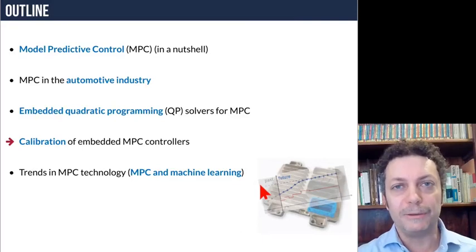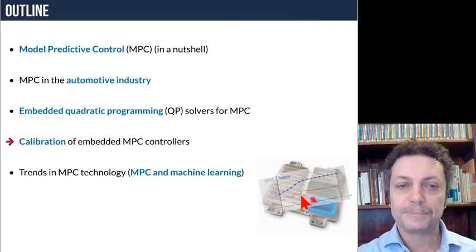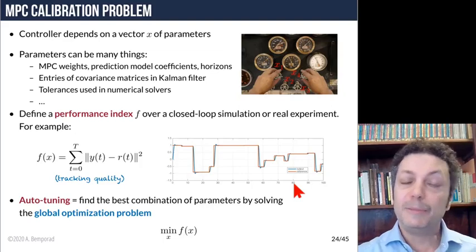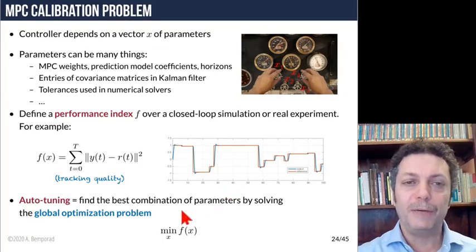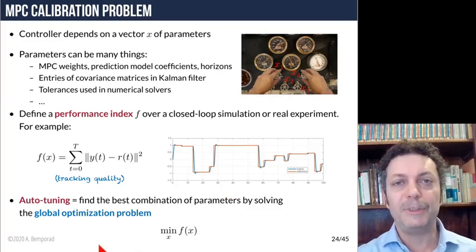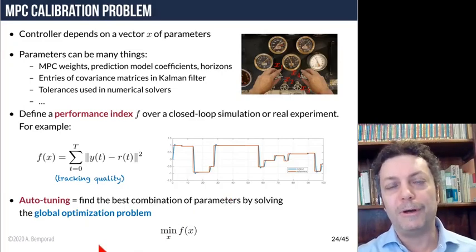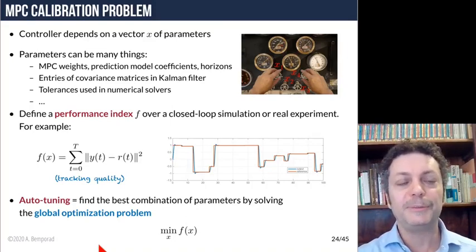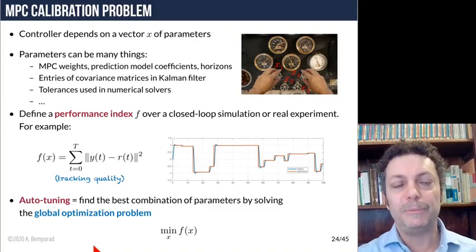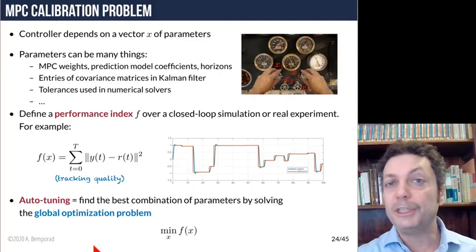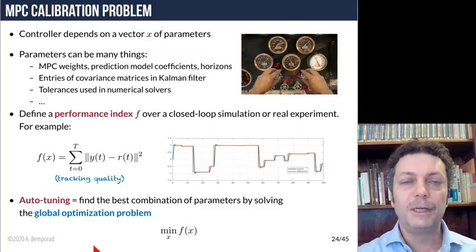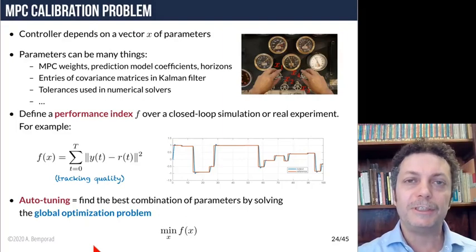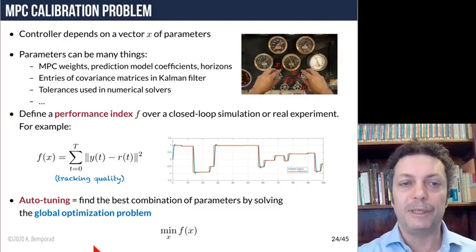Now, regarding calibration of MPC controllers. The MPC controller depends on several parameters. Let's call X these parameters that are the tuning knobs of the controller that we leave free to choose to the calibrator. This can be the weights you use in the MPC cost function, or the prediction and control horizon, or even the coefficients of the prediction model. These can be treated as tuning knobs. The covariance matrices you use in the Kalman filter, and even the tolerances that you use in the solver, these can all be treated as calibration parameters.